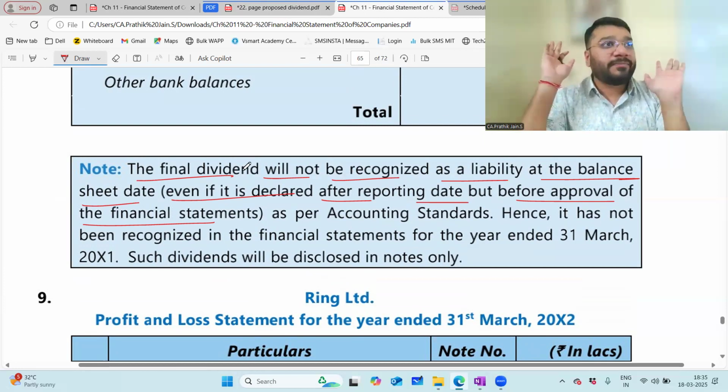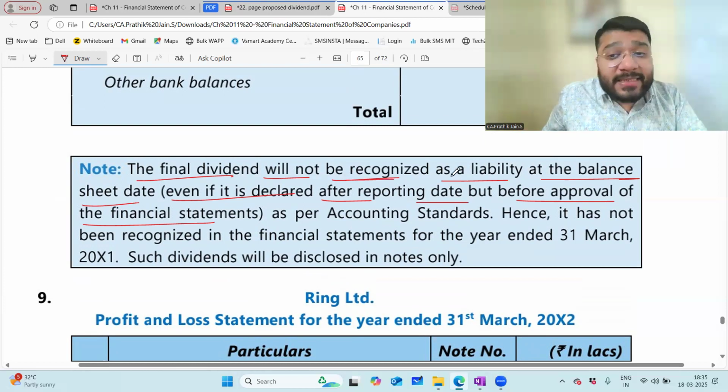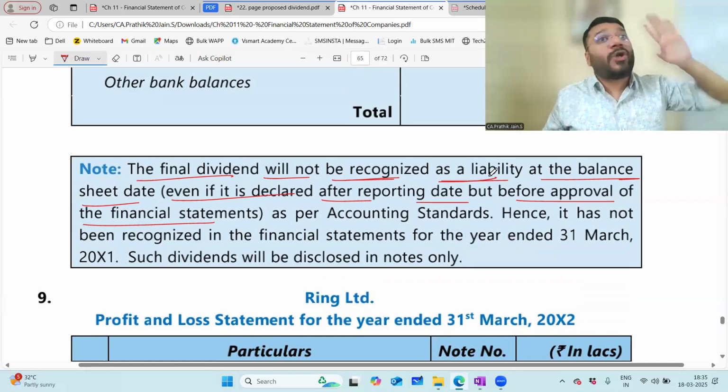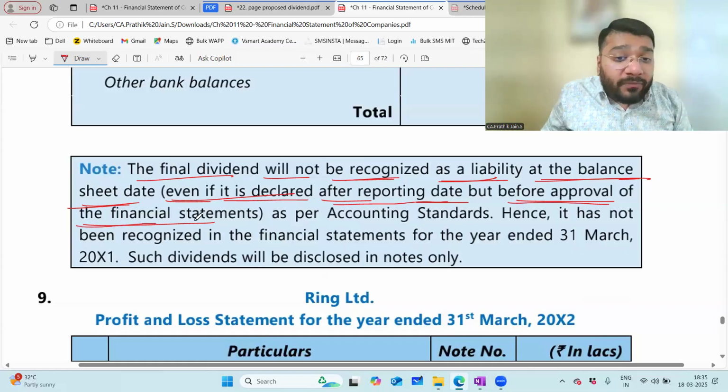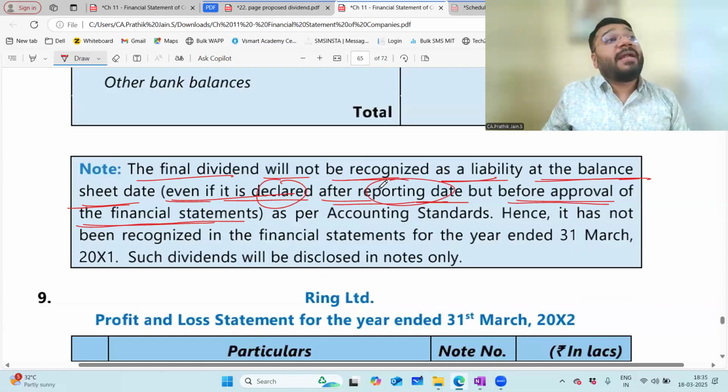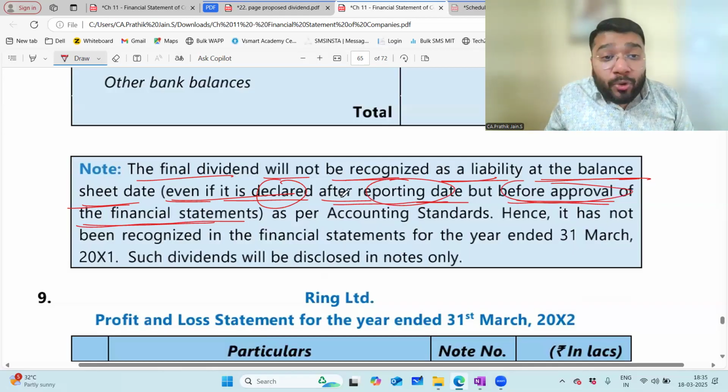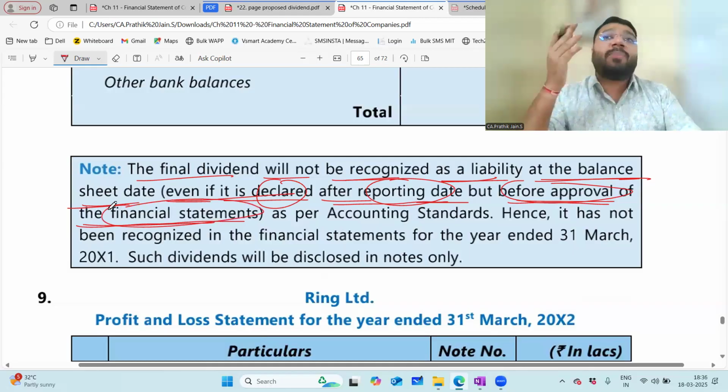that is called the final dividend. It will not be recognized as liability because the three conditions of liability are not satisfied. The final dividend will not be recognized as liability at the balance sheet date, even if it is declared after the reporting date, but before the approval of the financial statement. What is the reporting date? 31st March is the reporting date. But it is agreed before the approval of the financial statement. How is it possible?